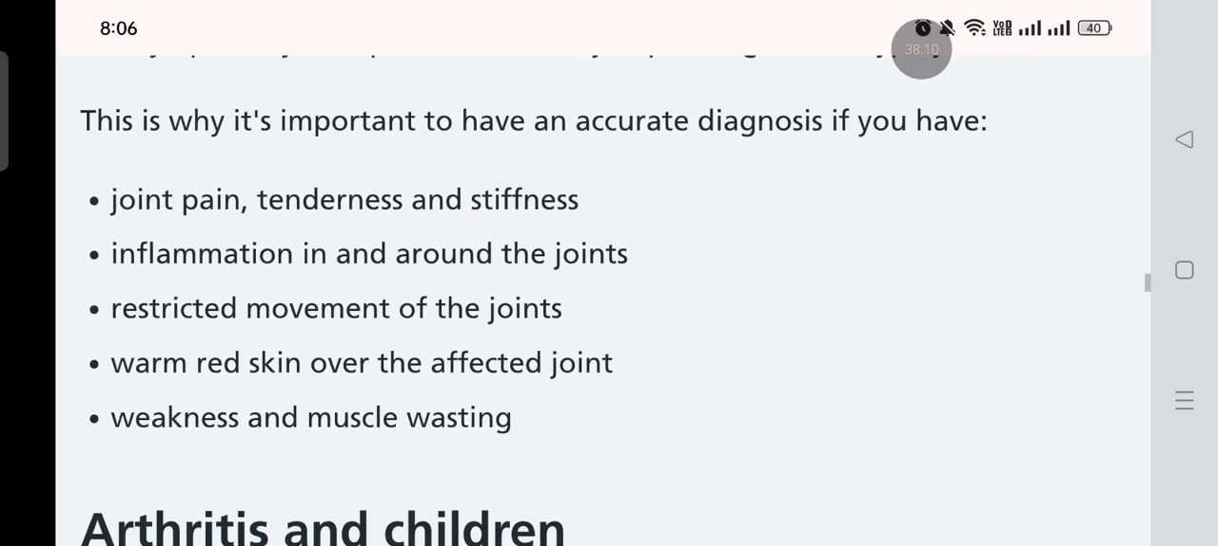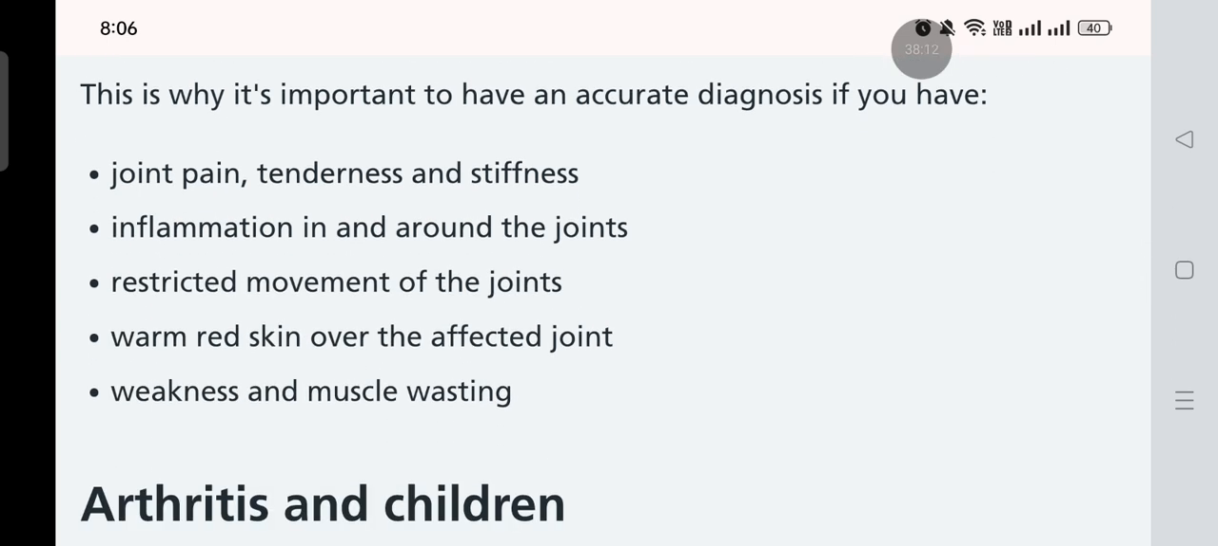Symptoms include joint pain, tenderness, and stiffness, inflammation in and around the joints, restricted movement of the joints, warm red skin over the affected joint, weakness and muscle wasting.